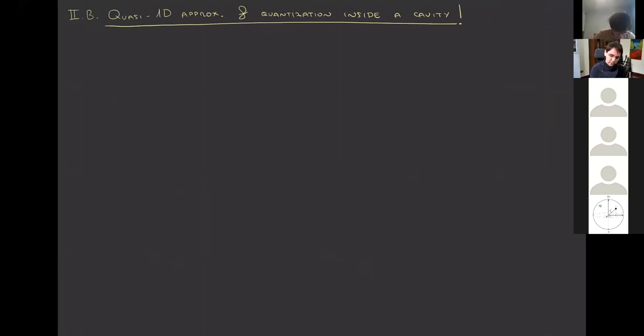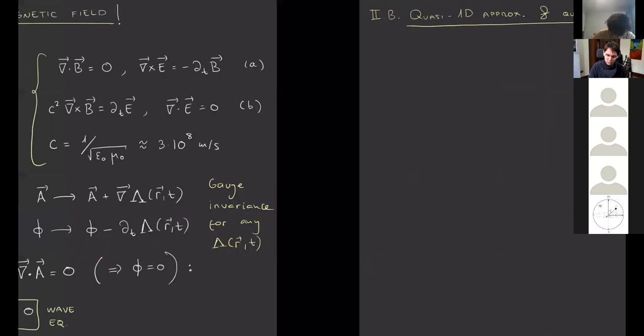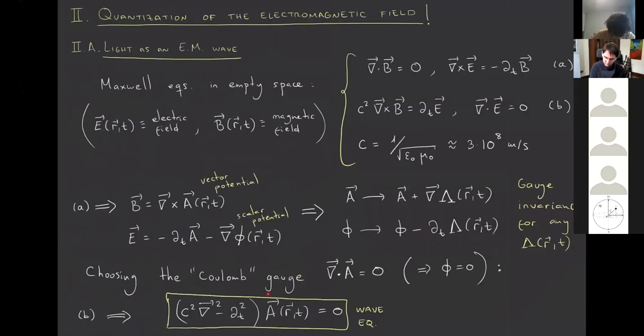So let me explain what this quasi 1D approximation is first. Right now we have this equation that has full generality, in which we have a field that is a vector that can be pointing in any direction. The direction might even depend on the space-time coordinate that you are looking at, and it depends on all space-time coordinates, x, y, z, and t.